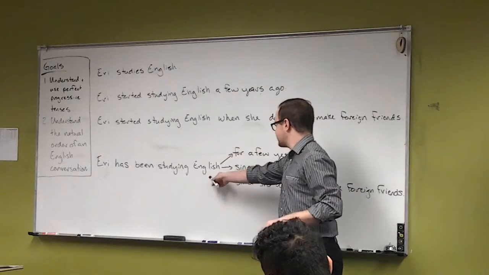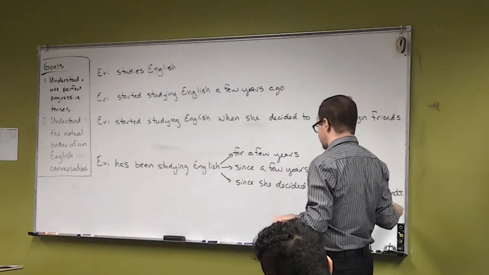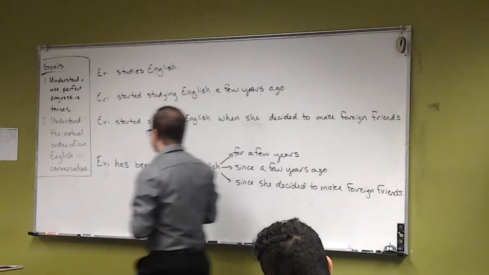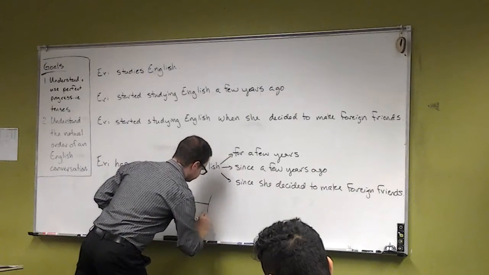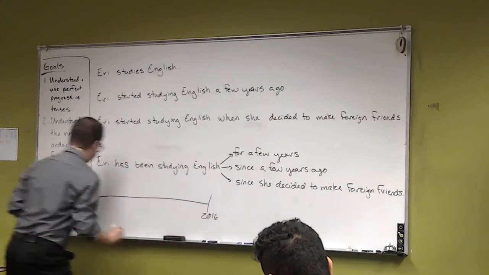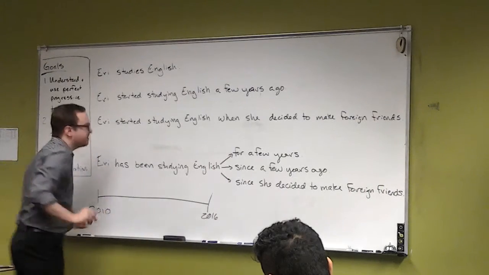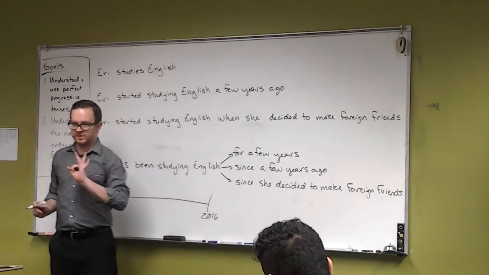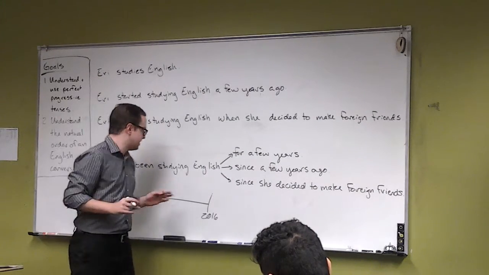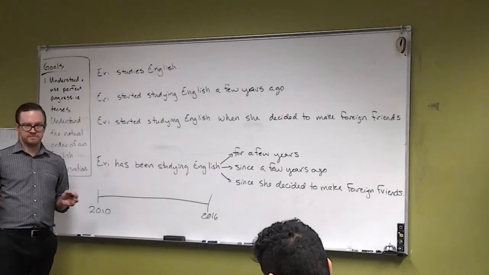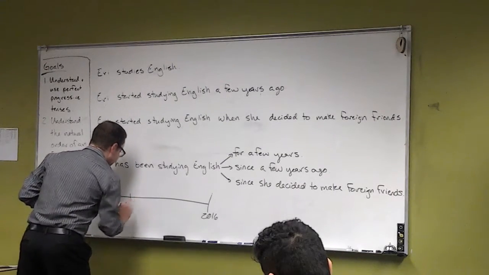So she's been studying English for a few years, since a few years ago, or since she decided to make foreign friends. Okay? If we make a timeline of this, what does it look like? So we have 2016 down here. We'll say 2010. And let's just say that a few years means 3, because usually a few means 3 in English. 3 or 4 or somewhere around there. Okay, so what does this look like? 2013. Okay, so we can say 2013.